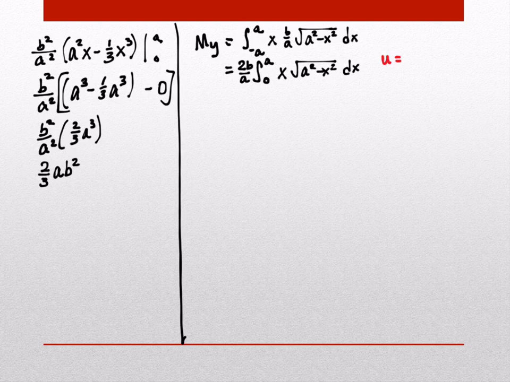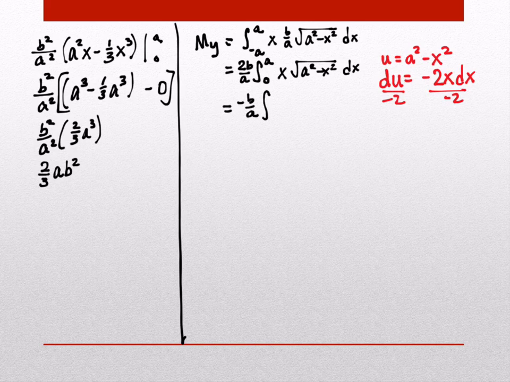Our u value will be what's underneath the radical, a squared minus x squared. What would du be then? Negative 2x dx. And I don't have the negative 2, so I'll of course move the negative 2 to the other side and pull that out in front, which is actually pretty nice because I already have a 2 out in front, correct? So this is actually just going to be negative b over a. And then I have the integral. I want to leave off the limits of integration because I'm changing them into u's. And this is the square root of u du.